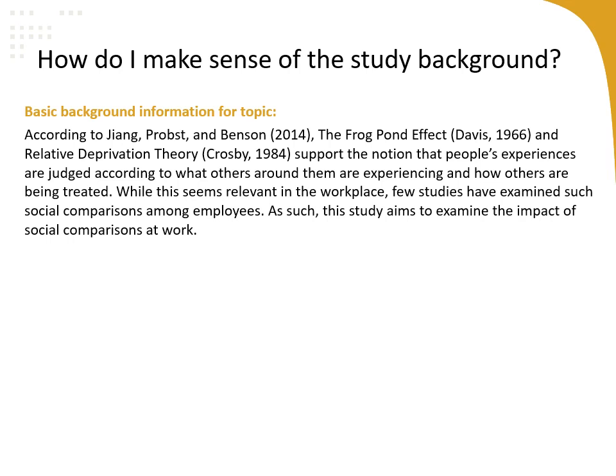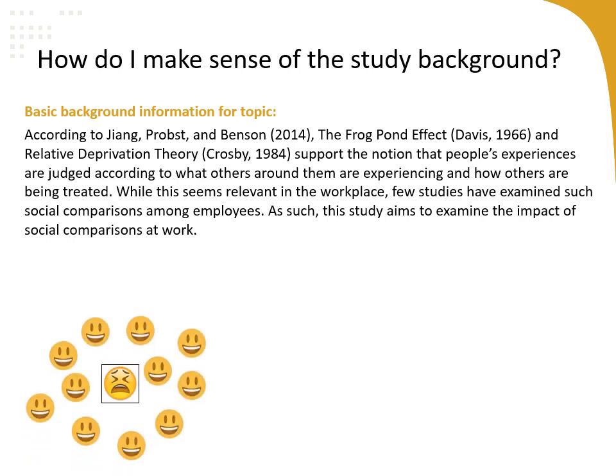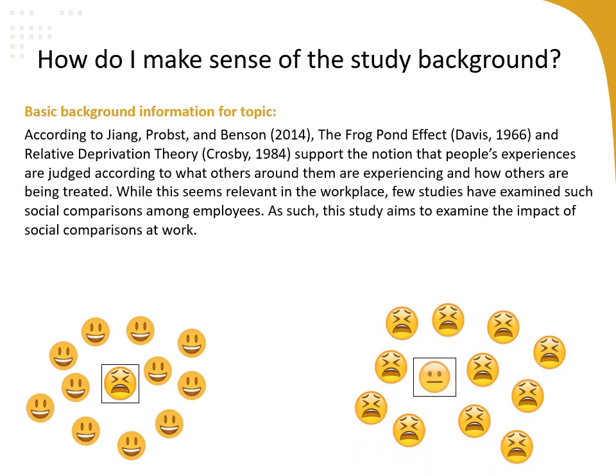I also like pictures. Pictures help me understand things. So here's a visualization of the frog pond effect and relative deprivation theory. If you're undergoing budget cuts or some sort of thing that is stressful in your environment, but you're surrounded by people who are really happy, you are going to be in greater agony. You're like, why me? Why is this happening? Conversely, if you're going through the exact same circumstances, but you're surrounded by people who are also in agony or even worse off than you, then you're going to feel a little bit better about your circumstances. You're not going to be happy, but you're not going to be as upset.